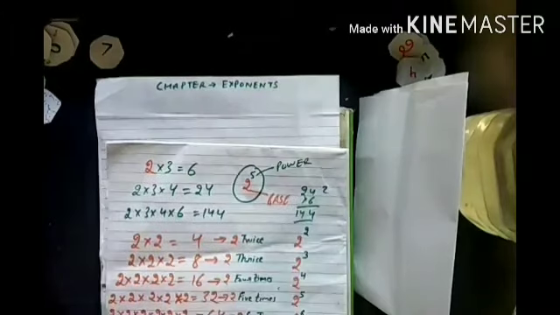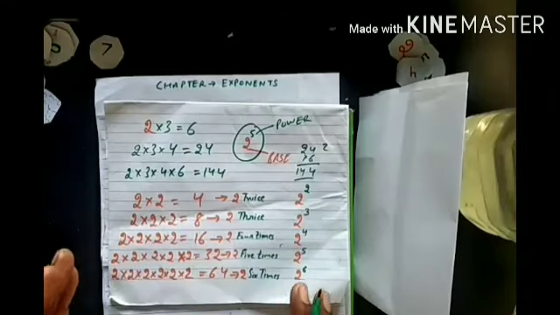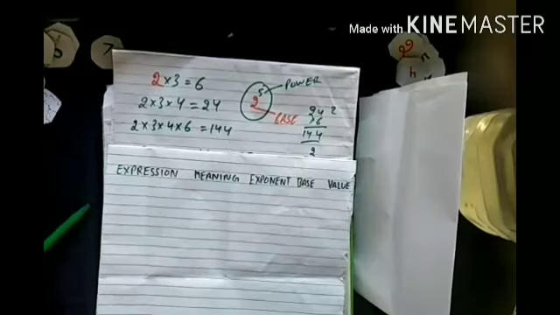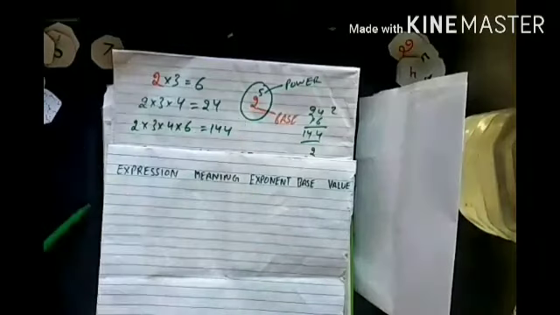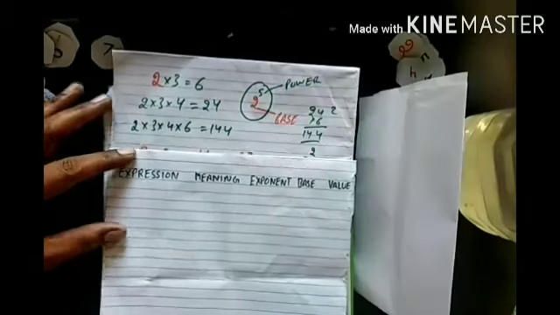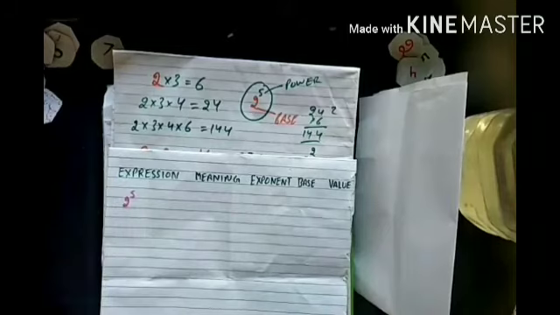Now I will discuss and classify all this work in table form so that you come to know the various terms and the concepts regarding this exponential form. So students, as per the table, we will consider our expression. First I will take this expression, 2 to the power 5. I will write here 2 to the power 5. This is called the expression.